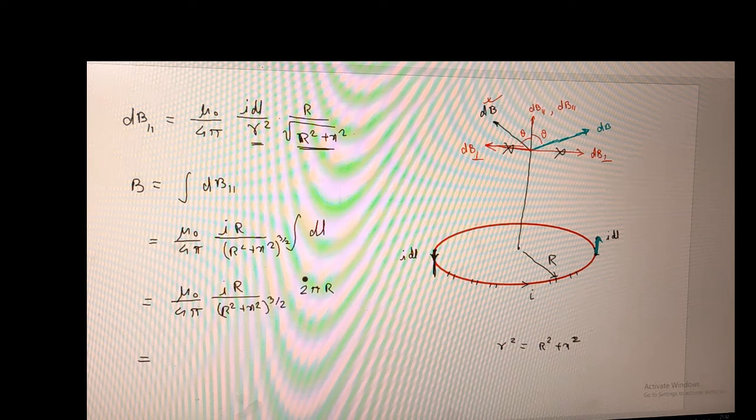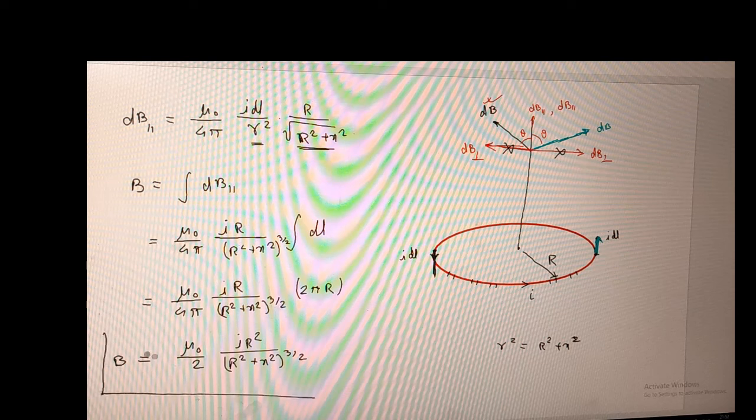So 2 pi and 4 pi will give you 2. So mu 0 by 2 I R square divided by R square plus X square whole raised to the power 3 by 2. So this is your B. Okay, this is your magnitude.